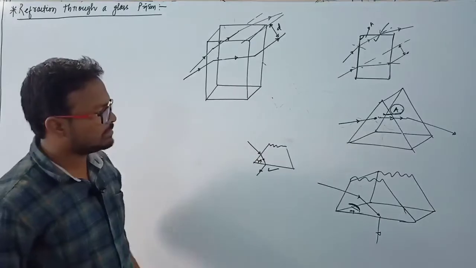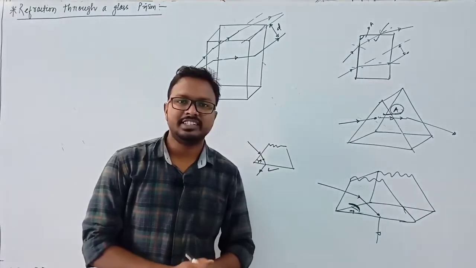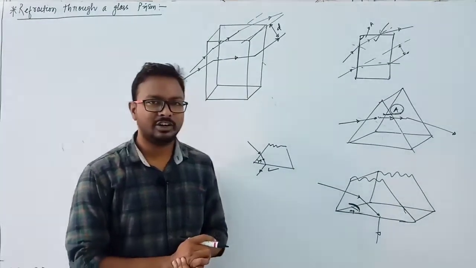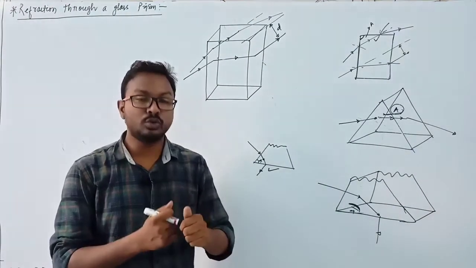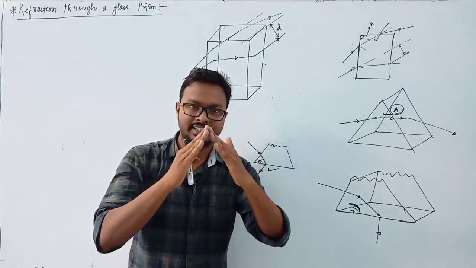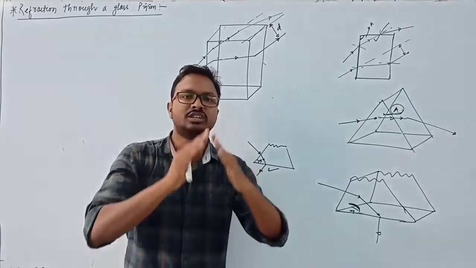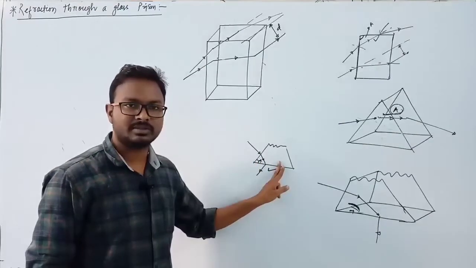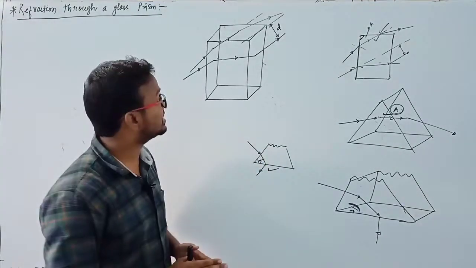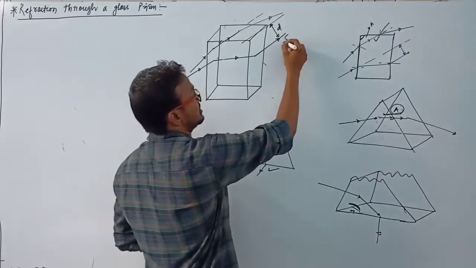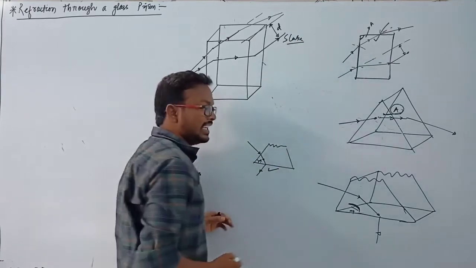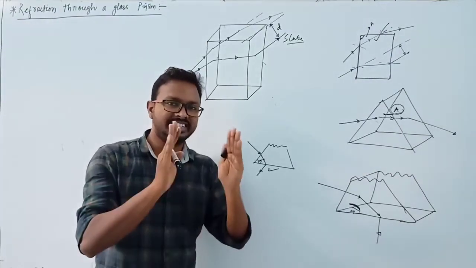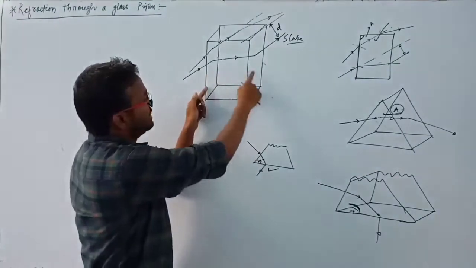So from this diagram we conclude that prism is the concept of a refracting medium. That means when a ray of light passes through two inclined refracting surfaces and makes a particular angle, that is known as the angle of prism, and that is known as the concept of prism. And what is the slab concept? When a ray of light passes through two refracting surfaces and these two refracting surfaces are parallel to each other.